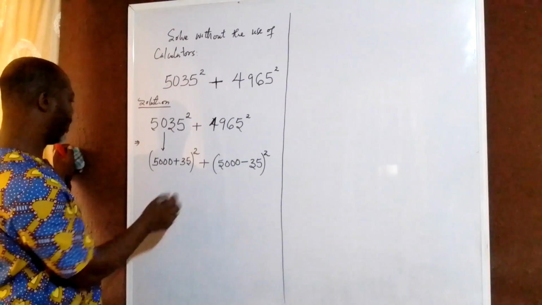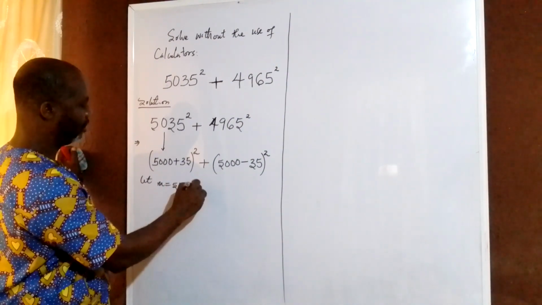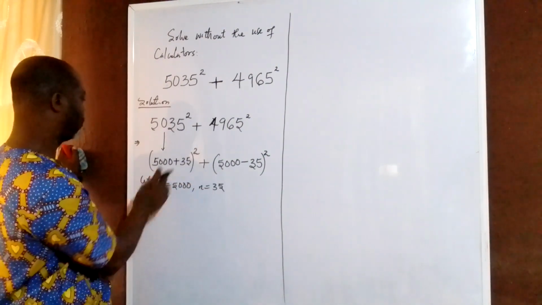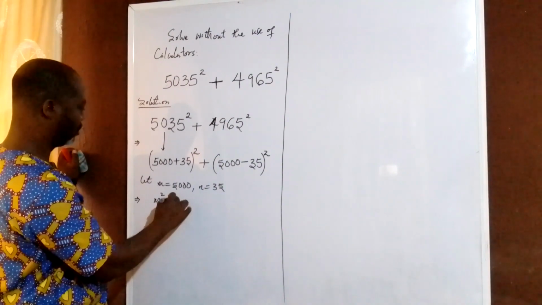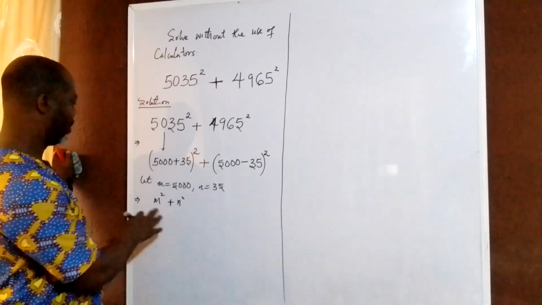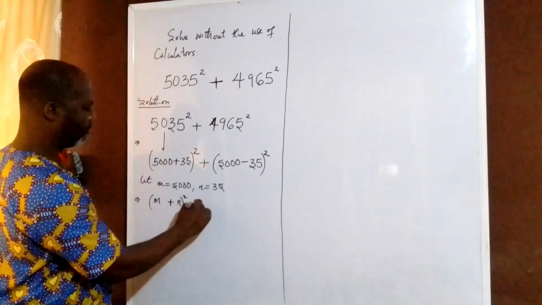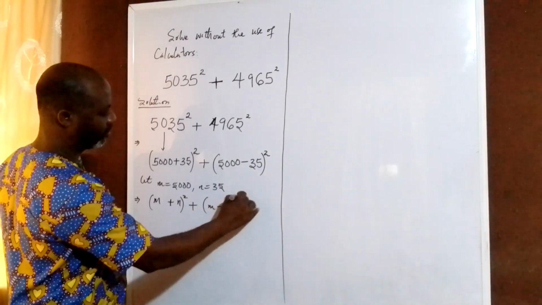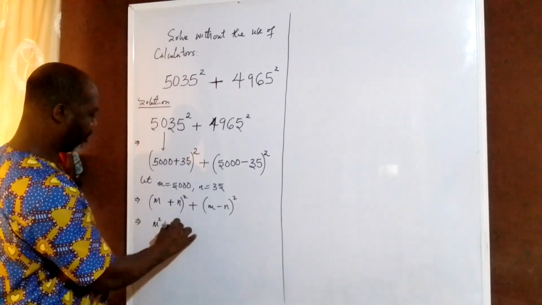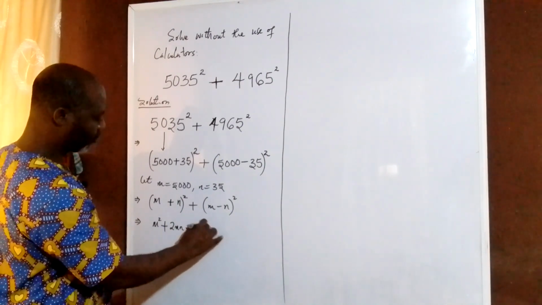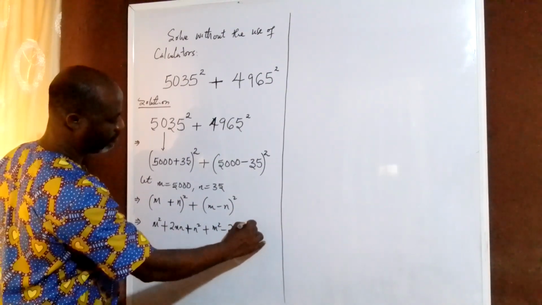Okay, so from here I'm going to say let m equal to 5,000 and n equal to 35, and so this expression becomes m plus n squared plus m minus n squared. So I'm going to go ahead and expand this to give me m squared plus 2mn plus n squared, plus, expand this as well, m squared minus 2mn plus n squared.